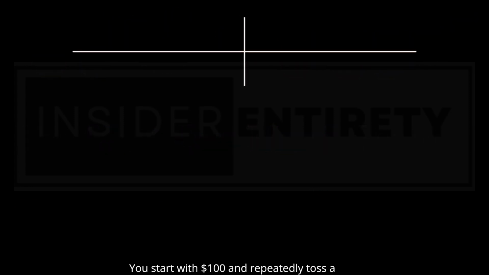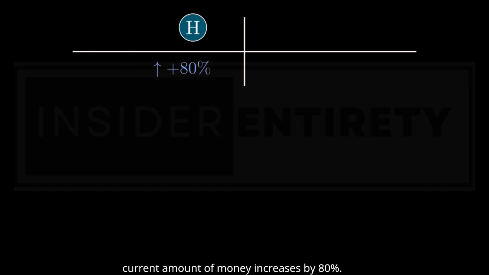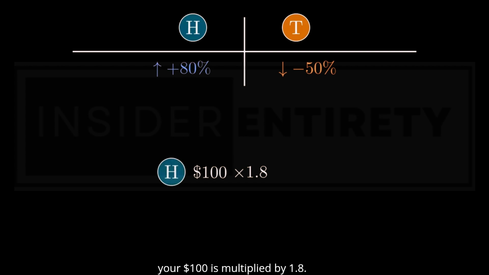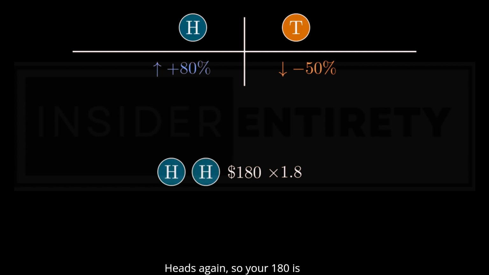You start with $100 and repeatedly toss a coin. Each time you flip heads, your current amount of money increases by 80%. Each time you flip tails, it decreases by 50%. For example, you flip heads, so your $100 is multiplied by 1.8. Heads again, so your 180 is multiplied by 1.8. Then tails, so your 324 is multiplied by 0.5. And so on.